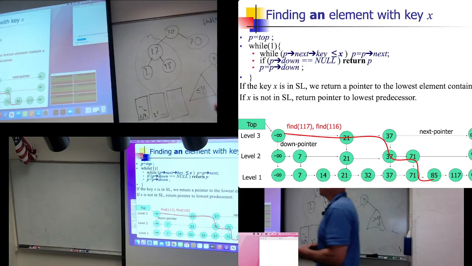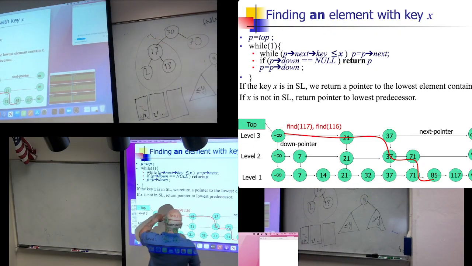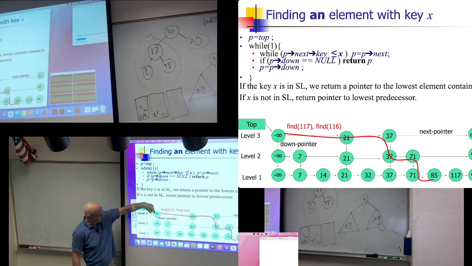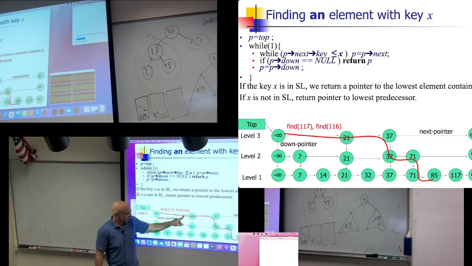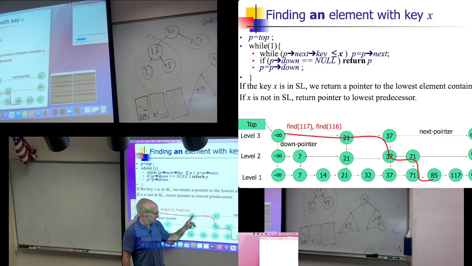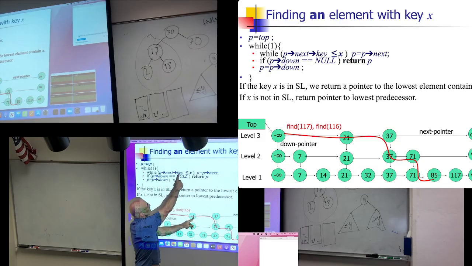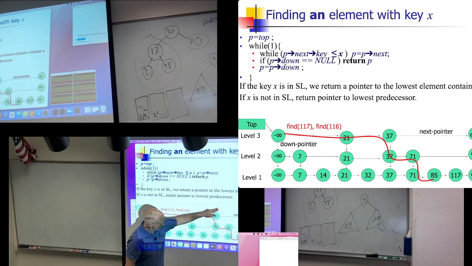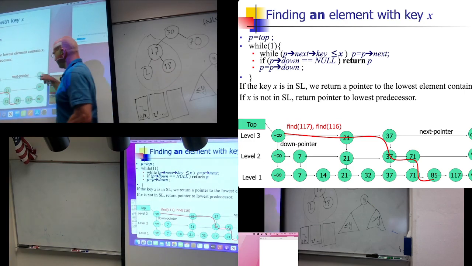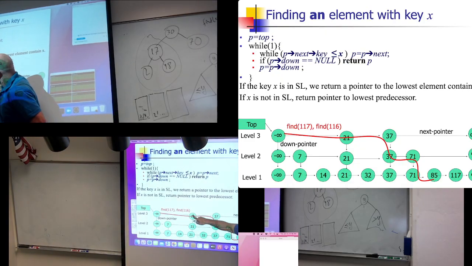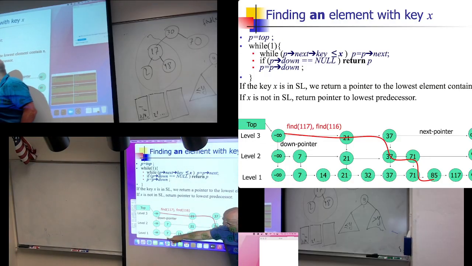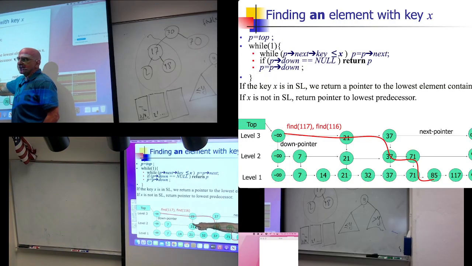So let's say that I'm performing find of 117. I start when P points to this guy. Safe to jump, yes, 21 is smaller than 117. Safe to jump to the next one, P next key, which is 37. Still smaller or equal to X, yes, jump. And from 37, is it safe to jump? No. What do I mean by safe to jump? It means all the keys that are in this block are all smaller than X.